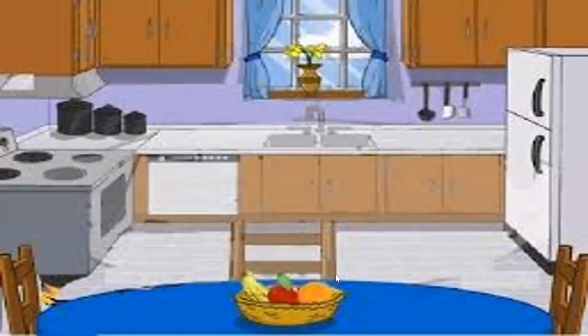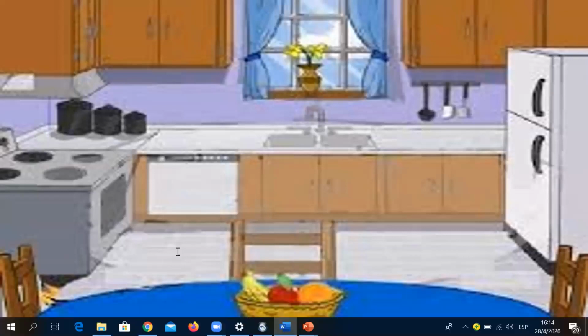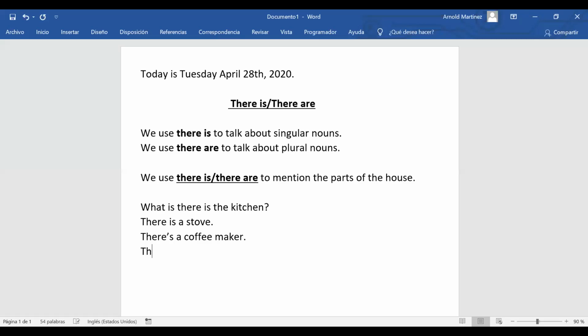So it is a plural noun. In this case, we are going to use the one we said was plural. So we say, there are chairs, period. There are chairs because it is plural. Another one. There are what? Dishes. Let's suppose there are dishes. Okay.